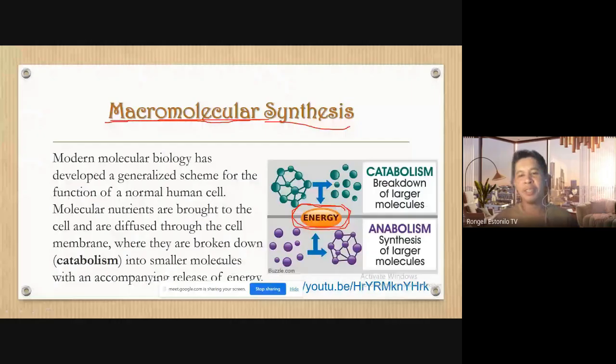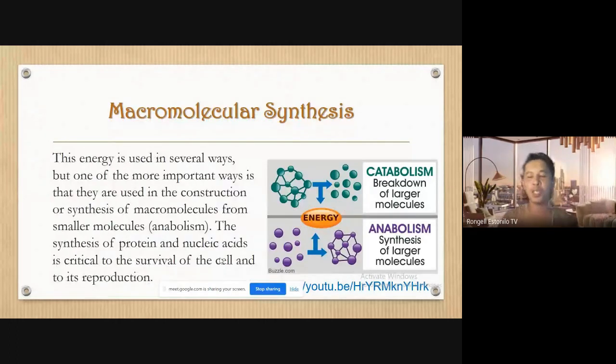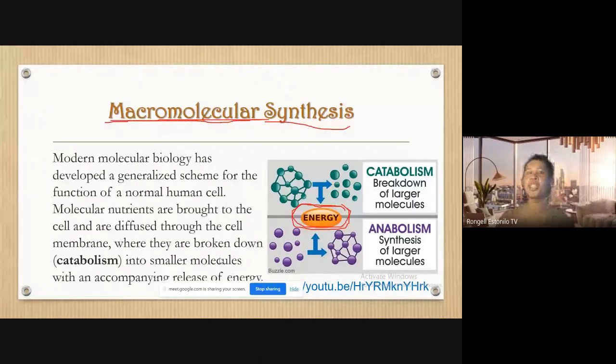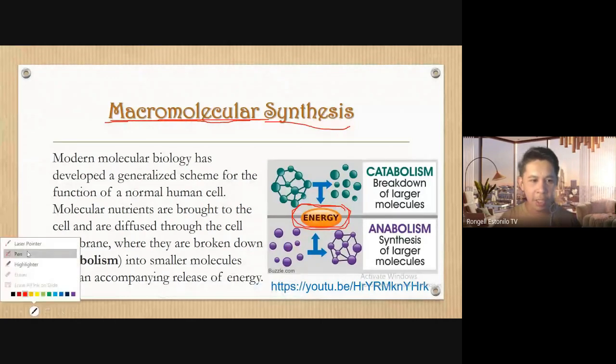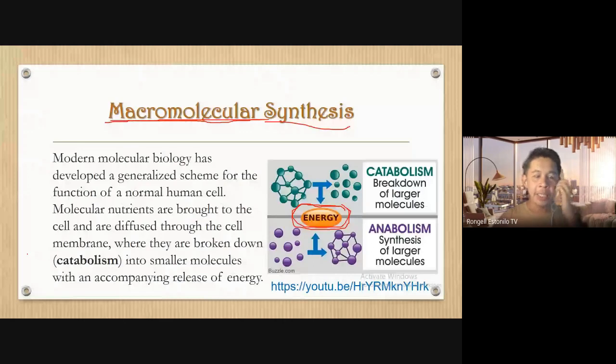So we saw the video. It explained well: catabolism is from large molecules into smaller molecules, and anabolism is from simple to large molecules. The energy it mentioned is ATP, or adenosine triphosphate.